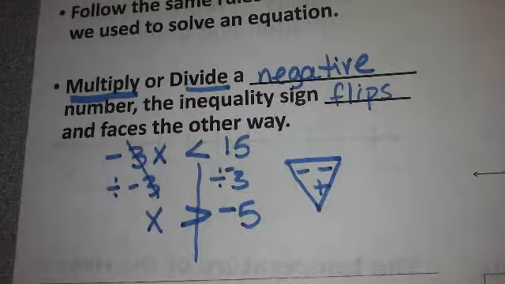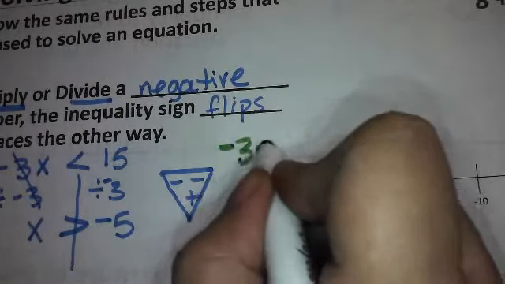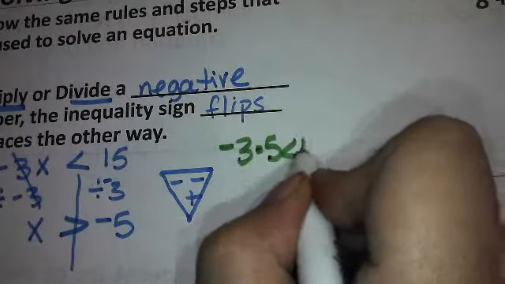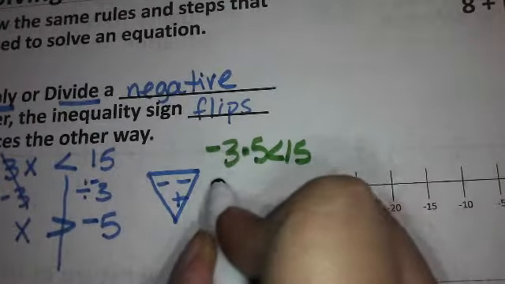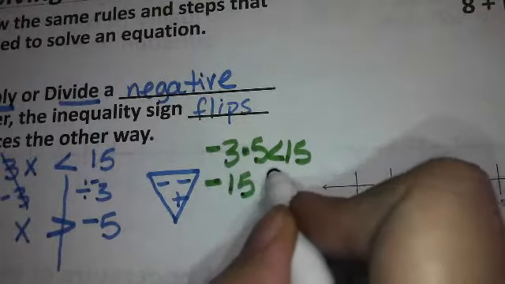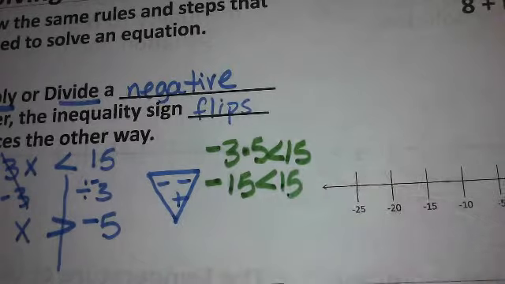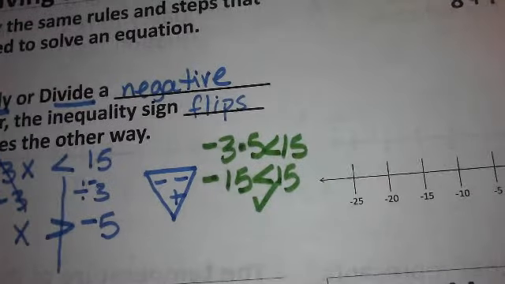So, let's say I'm going to pick a +5. I'm going to plug in -3 times +5 is less than 15. Negative times positive is going to be negative. 3 times 5 is 15. So -15 is less than 15. Is that a true statement? Yes, it is. So I know I solved it correctly.